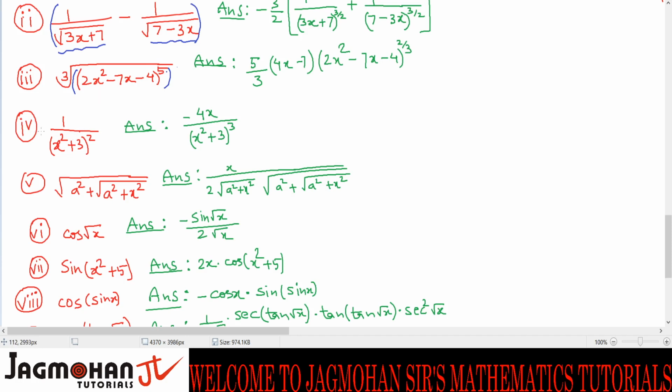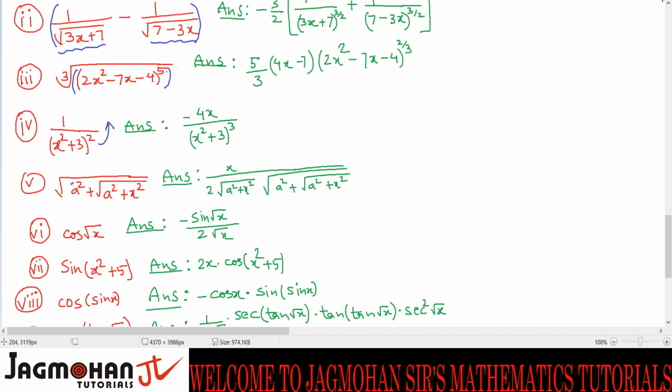Then you have fourth as 1 upon x square plus 3 the whole square. Once again, this you will take in the numerator, so it will be x square plus 3 raised to minus 2, and then again f of x raised to n, variable raised to constant. Yeah, this one is quite interesting. Look at the fifth one.